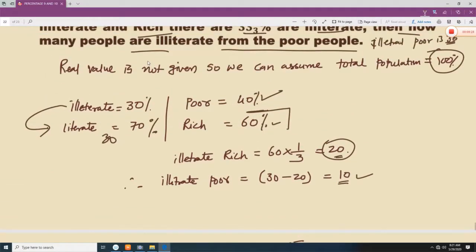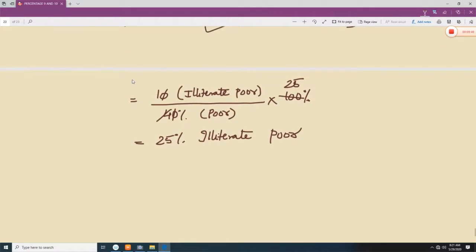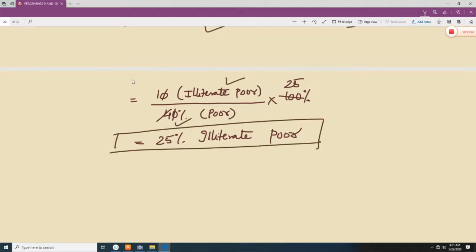Sorry, it is not given, but here illiterate is given as 30%. So 30 minus 20 is the illiterate rich, and so illiterate poor is 10. So 10 is the illiterate poor, and the total number of the poor population is 40. Then 100 is how much? So 25% of the poor are illiterate.